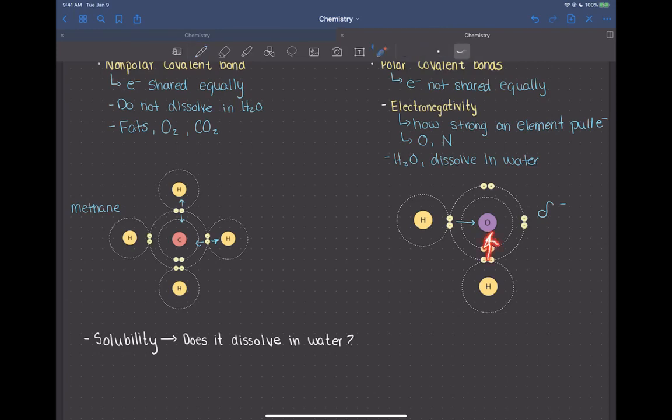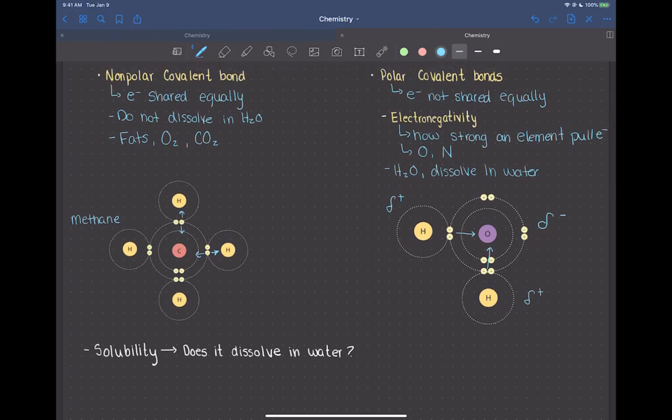So this oxygen has a partial negative charge because of those electrons it's pulling towards itself. These hydrogens that are losing their grip on those electrons are going to have a partial positive charge. And that's very characteristic of polar molecules. They're going to have partial charges. So that electronegative element, like the oxygen here, is going to have a partial negative charge, and the ones that are losing those electrons to that element are going to have a partial positive charge.